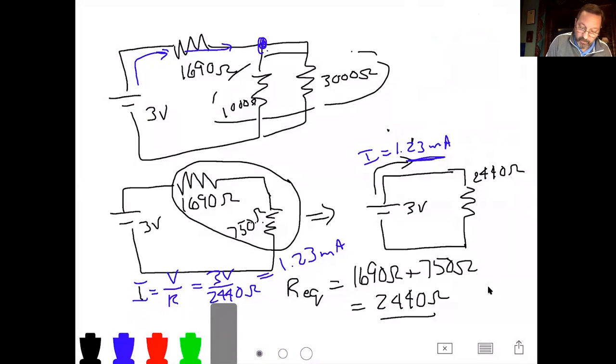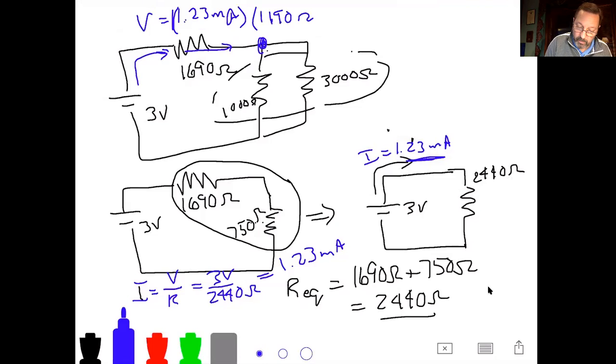The potential across this guy right here is equal to 1.23 milliamps times the resistance, 1690 ohms. And that value turns out to be 0.922 volts. And that's the voltage across the 1690.